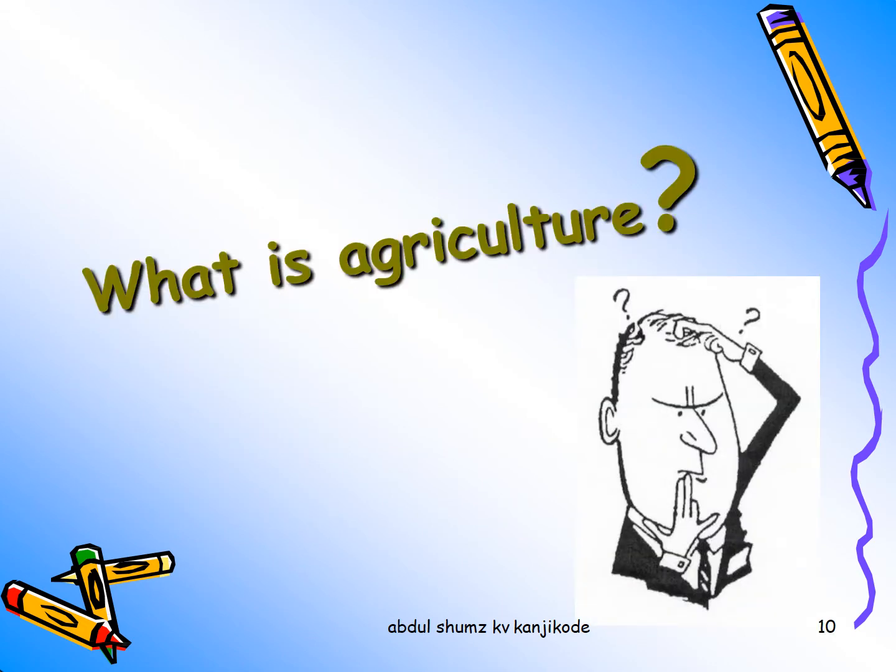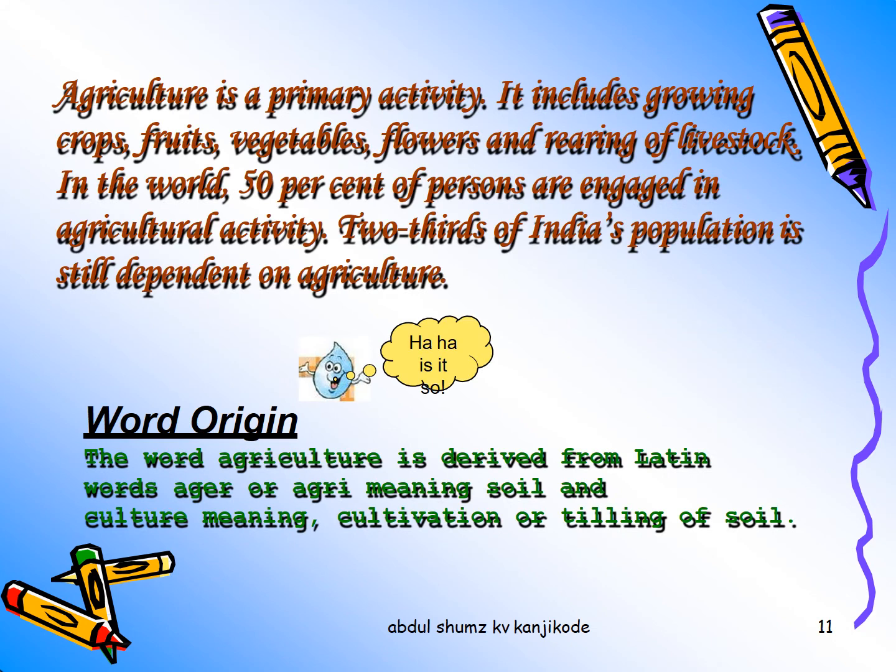Next, what is agriculture? We know that India is an agricultural country, and the most important activity here is agriculture, and it includes growing of crops, fruits, vegetables, flowers, and rearing of livestock. In the world, 50% of persons are engaged in this agricultural activity, and two-thirds of India's population is still dependent on agriculture. Did you know? The word agriculture is derived from the Latin word ager or agri, meaning soil, and culture.